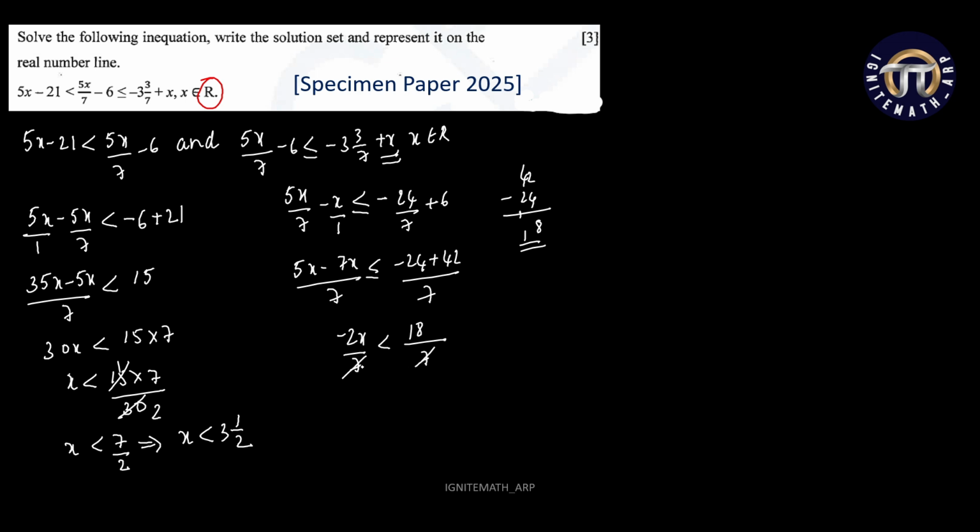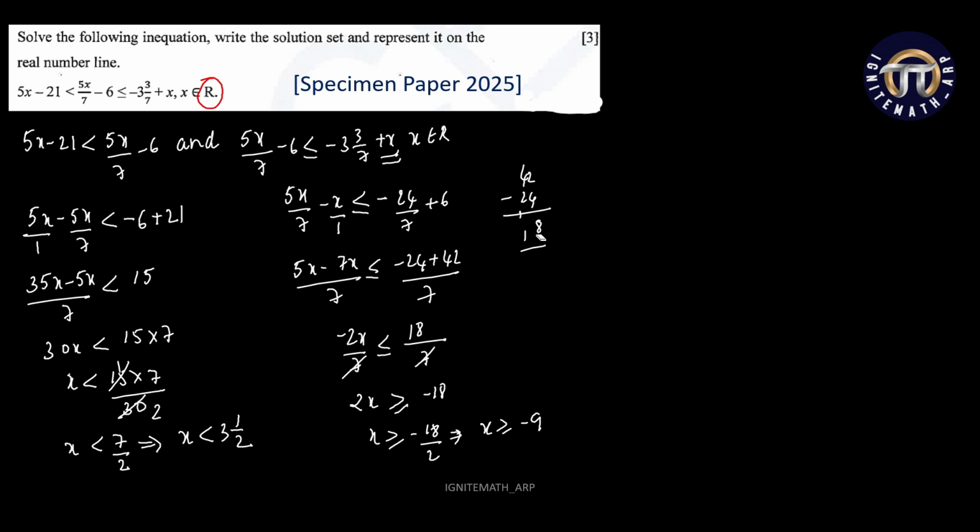So I'll multiply both sides of the inequality with a minus sign. So it becomes 2x, it becomes minus 18. The sign of inequality will change. Clear, children? Okay, be very careful about the inequality sign. Right. So now x is greater than or equal to minus 18 by 2. That implies x is greater than or equal to minus 9.